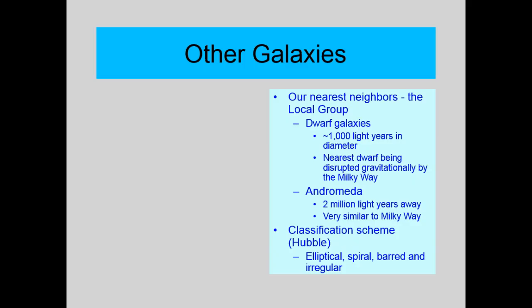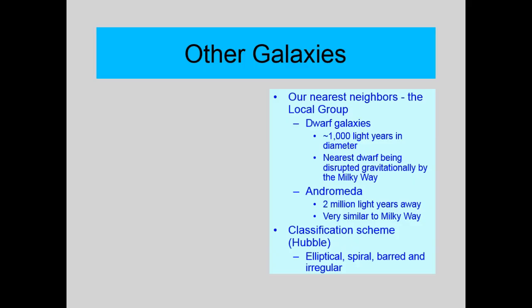And he came up with this scheme, that there are elliptical galaxies, there are spiral galaxies, that's what we are, there are barred galaxies that seem to send them out in 3 dimensions, and then irregular galaxies that don't seem to follow any pattern at all. We happen to be a spiral galaxy.